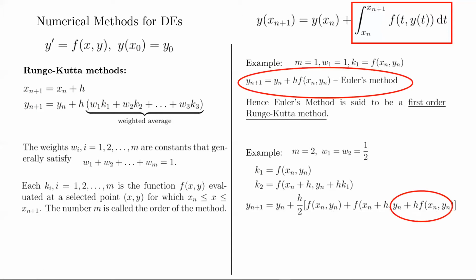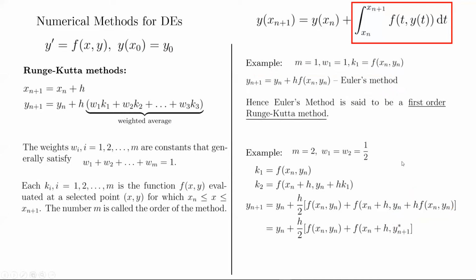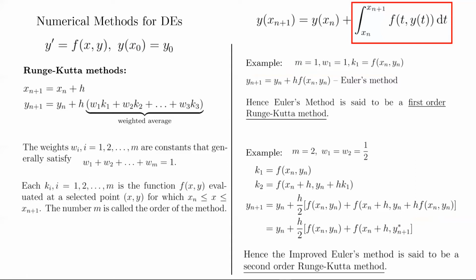But this term here is nothing but Euler's method, right? This is just an expression of Euler's method. So if I call this term in red y star, then in fact, I just get the improved Euler's method back. So it turns out that the improved Euler's method is just a second order Runge-Kutta method. I should point out though that it's not the only second order Runge-Kutta method.